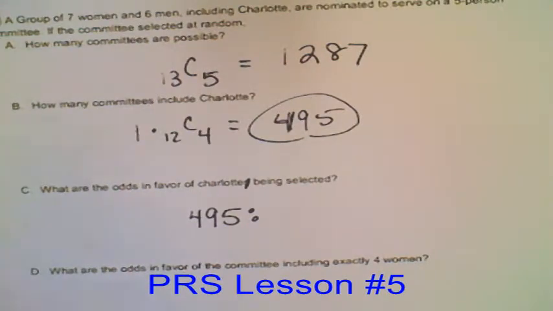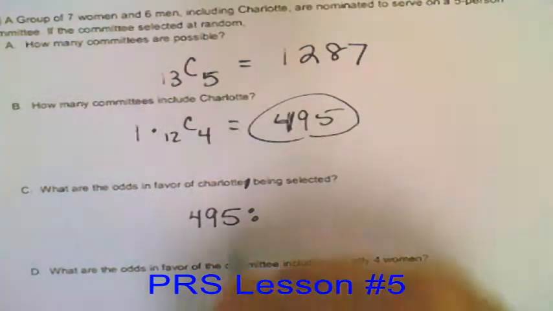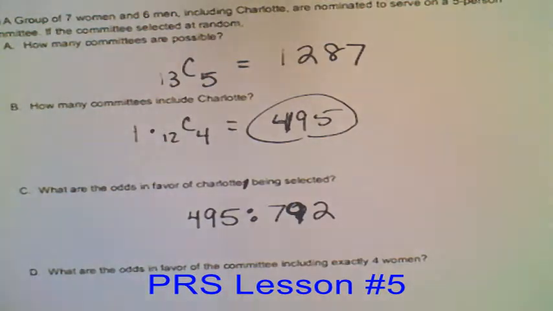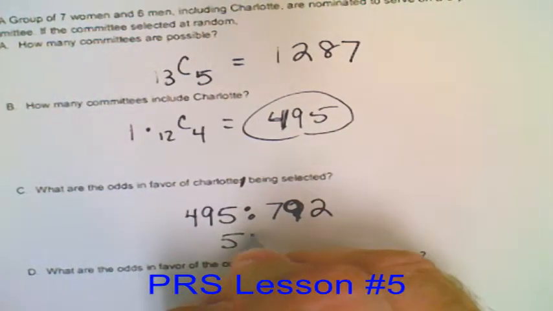Now once you have those pieces, and I needed perms and cons to get those pieces, now I can do C. What are the odds in favor of Charlotte being selected? Well, the odds in favor of her being selected would be 495, because there's 495 committees that happens, over the number of committees where Charlotte isn't included. That is 1287 minus 495. There are 792 committees where Charlotte isn't selected.